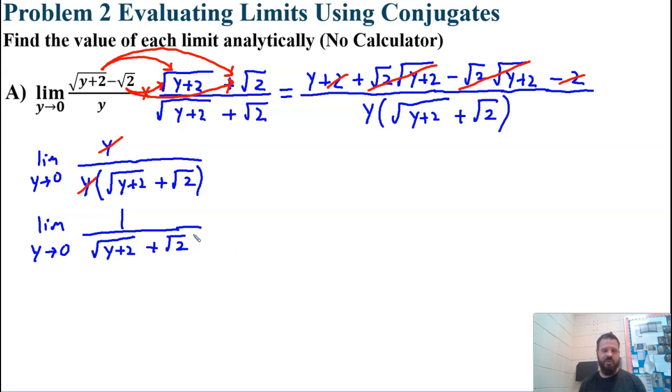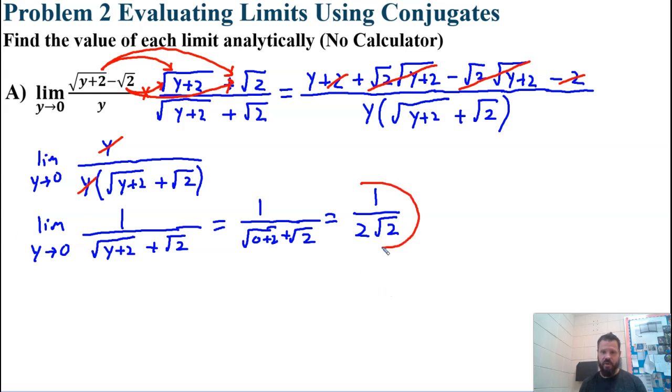Okay, so at this point, we've gotten rid of our division by zero issue. Now we're back to the simple problem where we can just do direct substitution, plug in 0 for my y's. That's going to give me a 1 over root 0 plus 2, whoops, plus root 2. Okay, so we've got a 1 on top, and root 2 plus root 2 we could just say is 2 root 2. And the AP exam's not worried about rationalizing denominators, so we can just leave it like that.